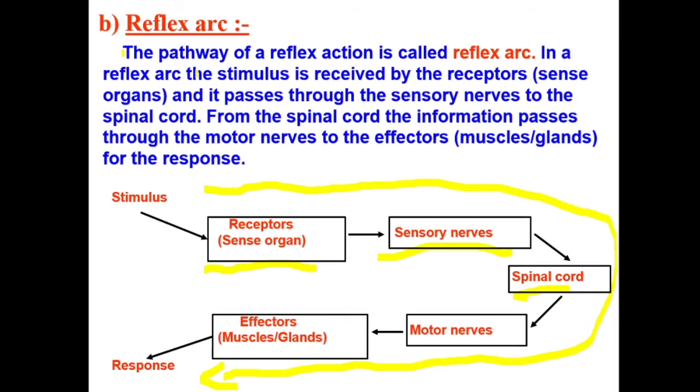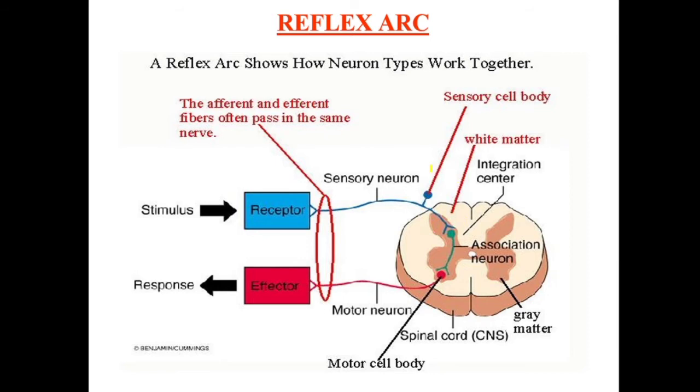In a reflex arc, the stimulus is received by the receptor, right? And it passes through the sensory nerves to the spinal cord. From the spinal cord, the information passes through motor nerves to the effectors, and that gives us the response. Next, let's see the same reflex arc in a different picture. After this we will go to coordination in plants.